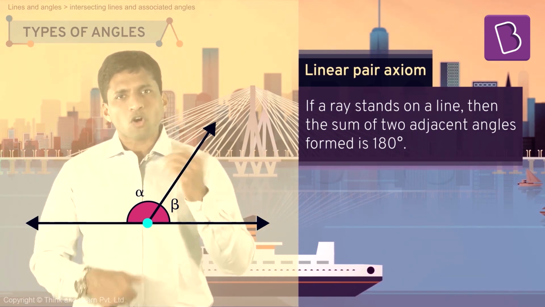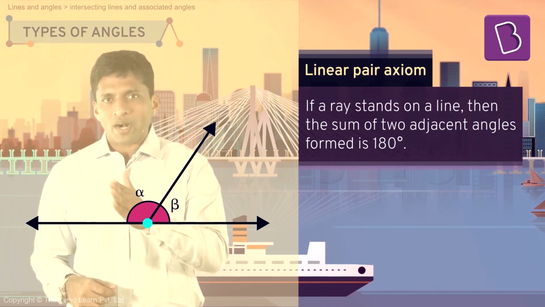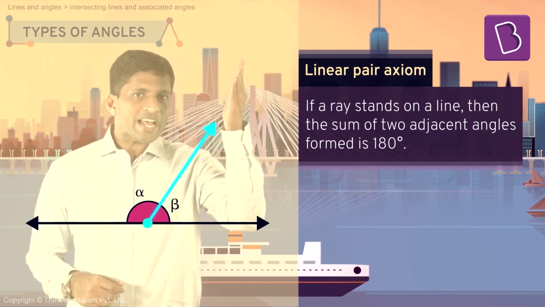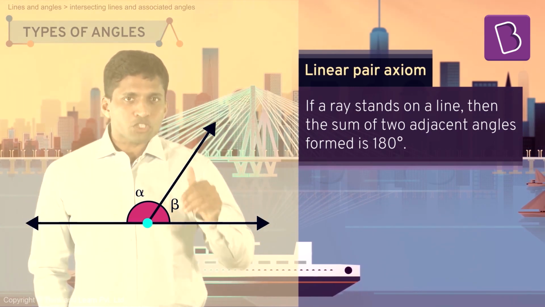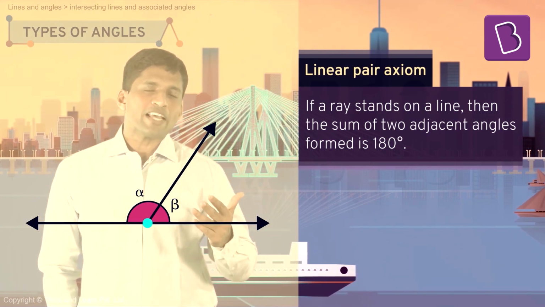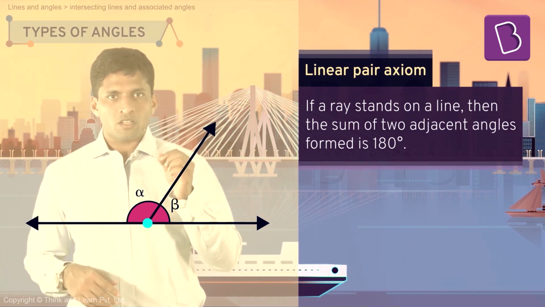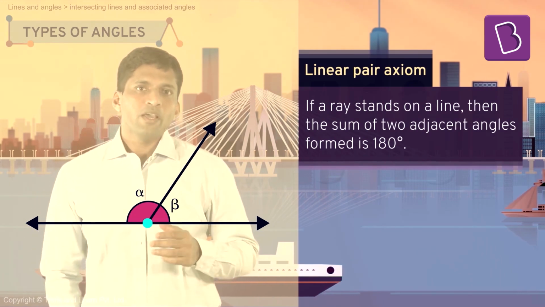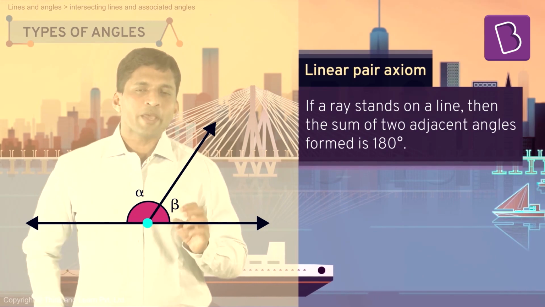Now, what will be the converse of this? If the sum of two adjacent angles is 180, then a ray stands on a line. So these two together are called the linear pair axiom. But it's very simple, right? It's almost self-explanatory. So I'm sure that all of you know what the linear pair axiom means.